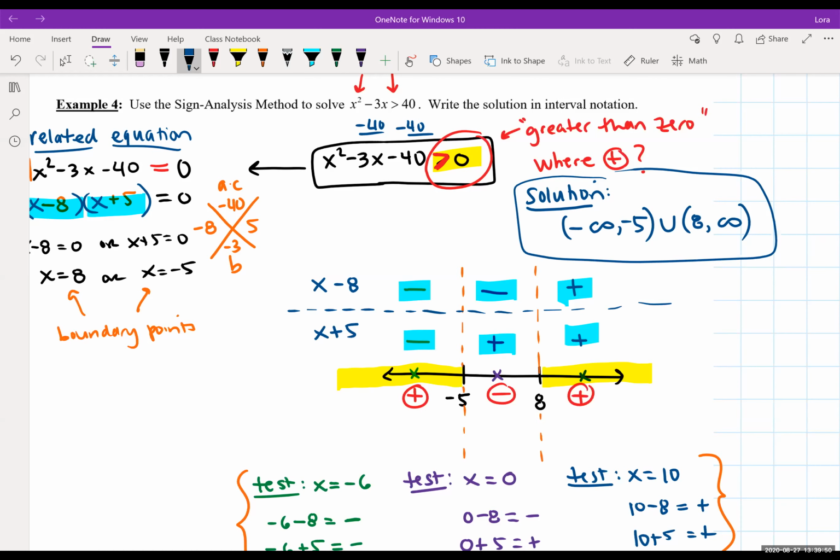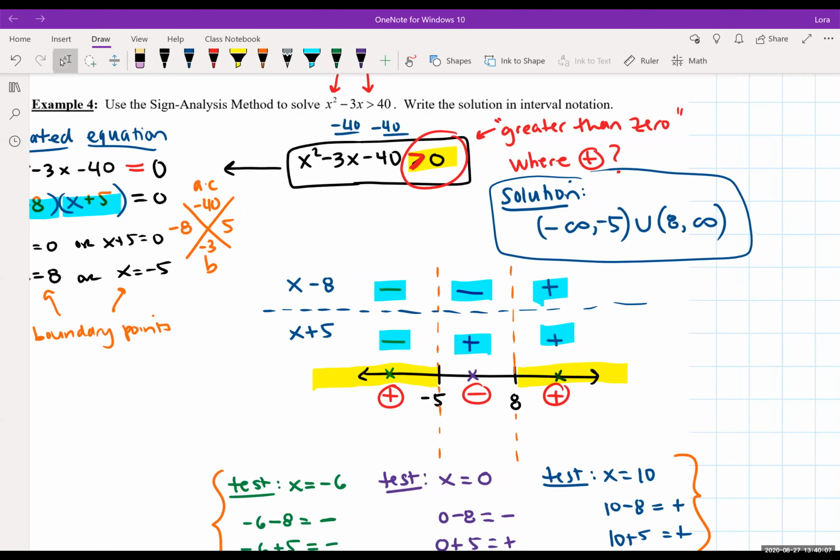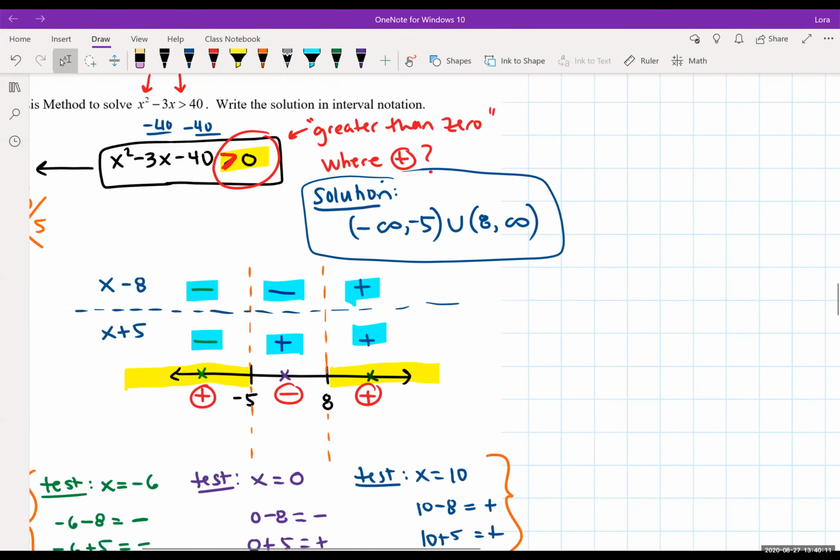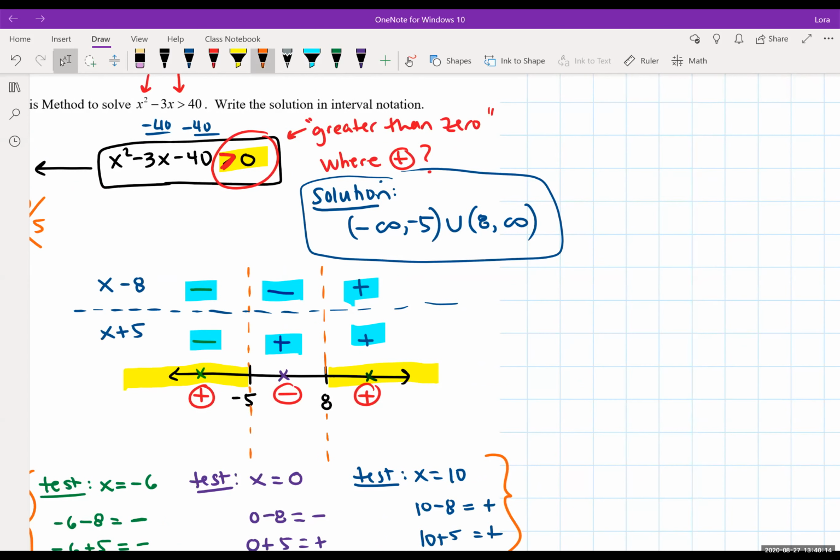So if you're taking time to absorb all of this, at first it does seem like a lot of steps, but once you do get the hang of it, it goes a lot faster. Plus, I do want to show you what's really cool about the sign analysis method: it actually solves 2 problems for the price of 1. So just a little bit of a side note. And it also helps you figure out what's happening with the graph, but I'll get to that in a second.